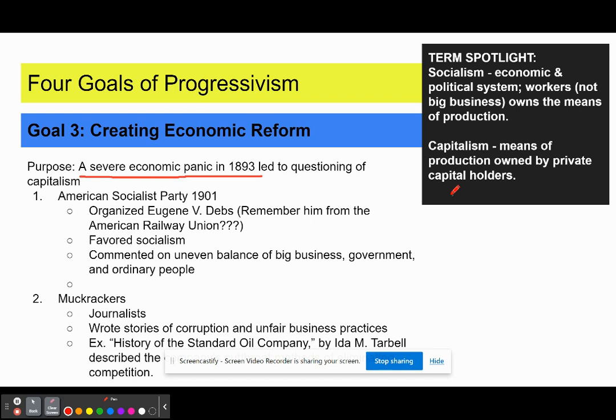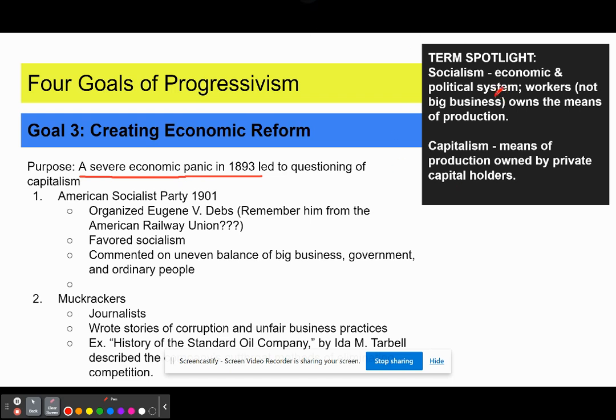So the Great Depression is the big depression, but there were several small, what they call panics. So they lasted fewer years, like they were not as long in duration as the Great Depression, and they were less severe, but they were still pretty devastating. So this economic panic in 1893 led to people questioning whether or not capitalism was the best system to have.